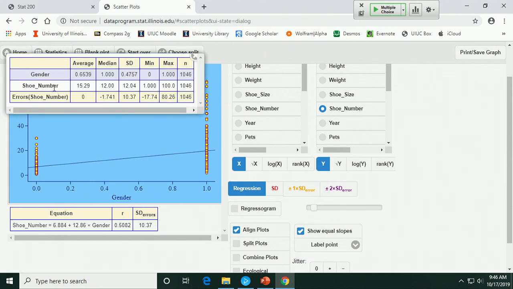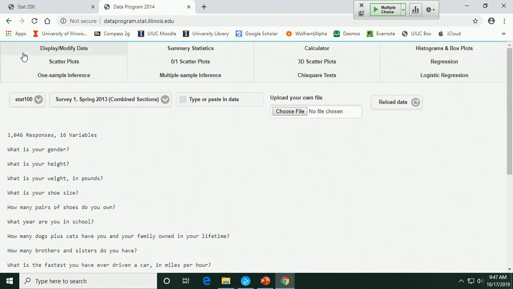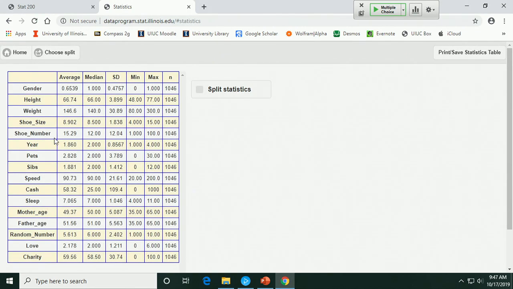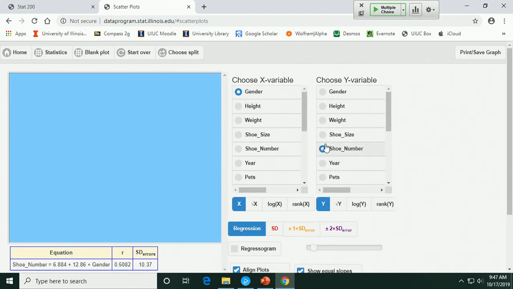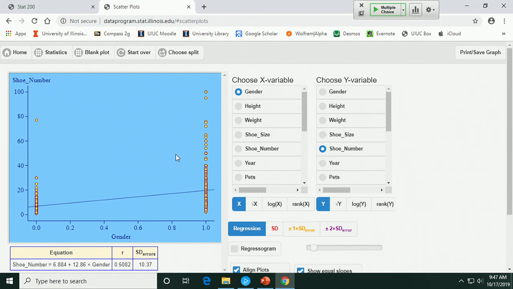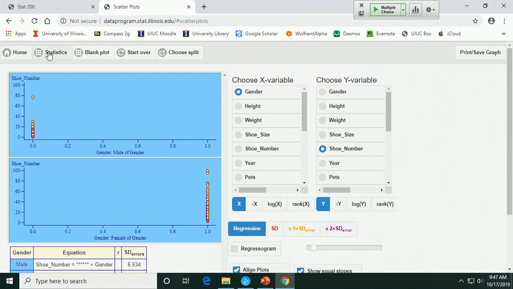So the average number of shoes, this isn't good statistics for that. Why? Let's go back to the other one. I just want to show you the summary statistics. I can get it another way. Let's go back, sorry. I have to split to get that. Okay, so let's go back. We're looking at gender predicting shoe number, and we get the regression line. Let's just get it again. Okay, so now if I split the plots, will this give us the statistics?